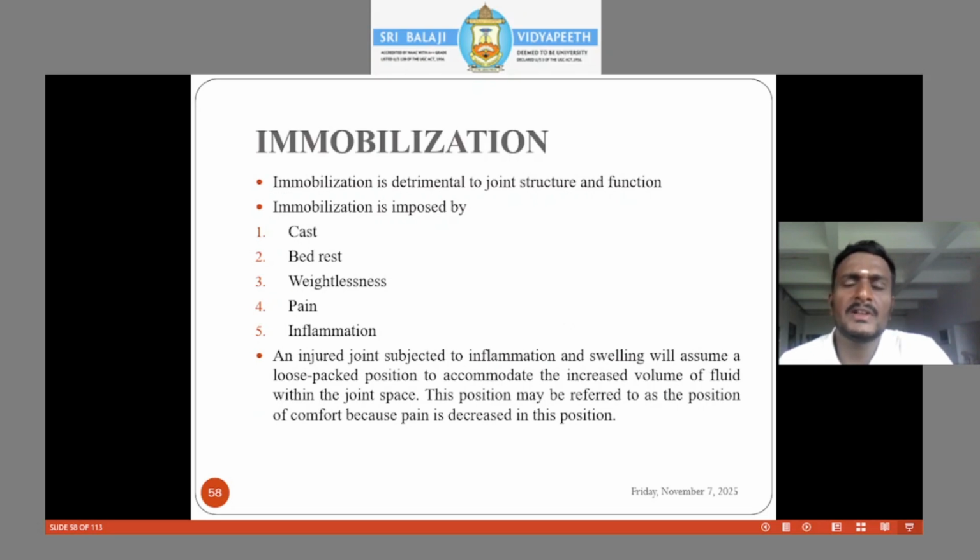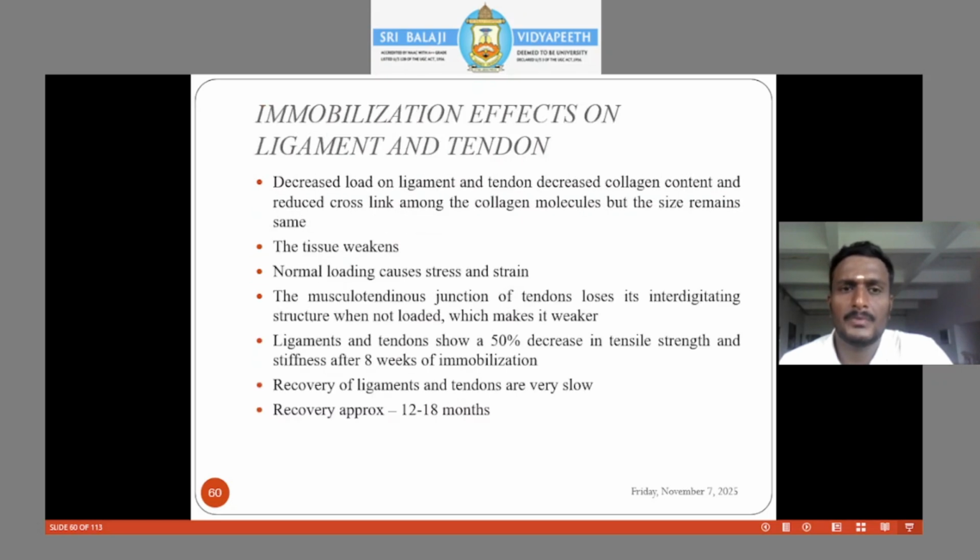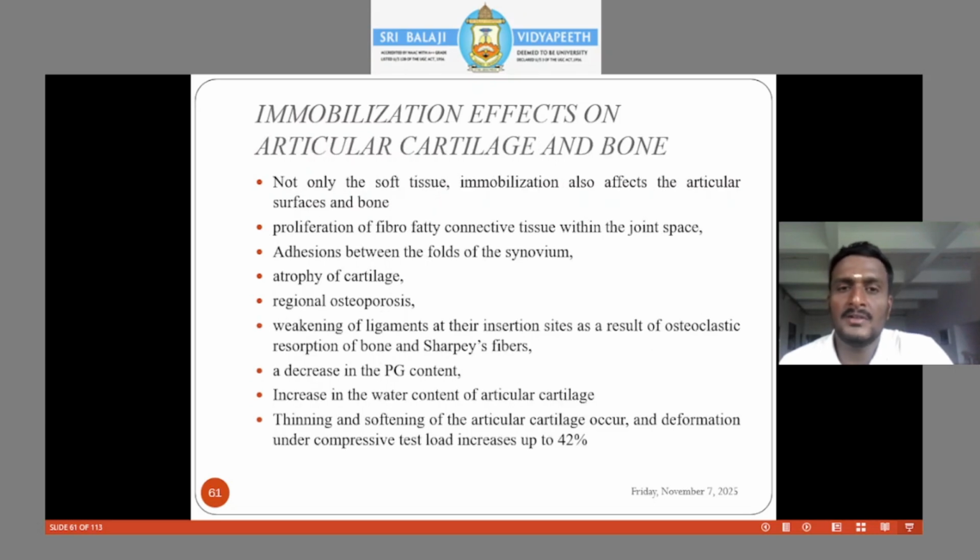Immobilization. Whenever connective tissue is immobilized for a long time, it undergoes a few changes. Immobilization can be due to cast, bed rest, weightlessness, pain, and inflammation. Immobilization effect on ligament and tendon: decreased load on the ligament and tendon, and decreased collagen content. This makes the tissue weak. Normal loading is what causes stress and strain. Ligaments and tendons show a 50% decrease in tensile strength and stiffness after 8 weeks of immobilization. Recovery of ligaments and tendons is slow, approximately 12 to 18 months.